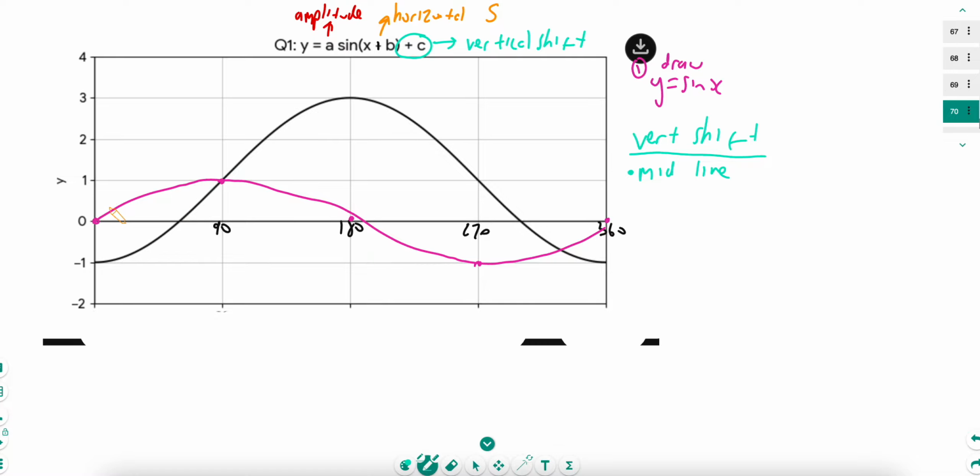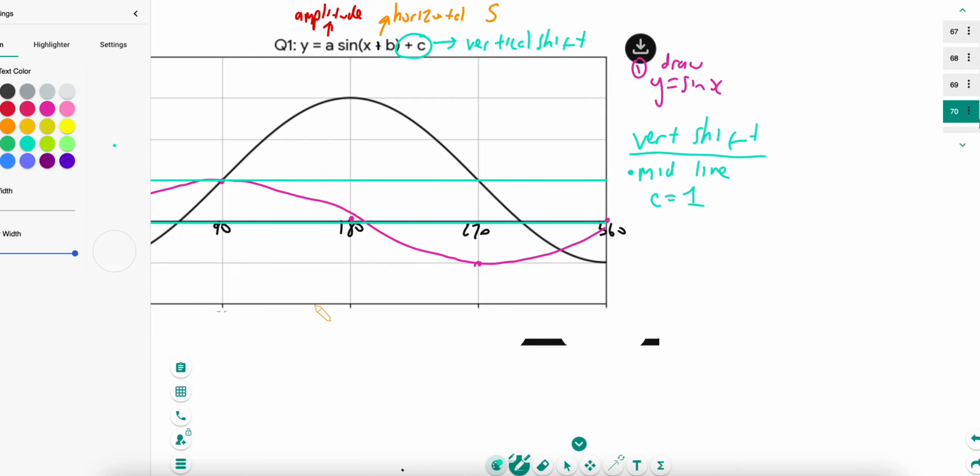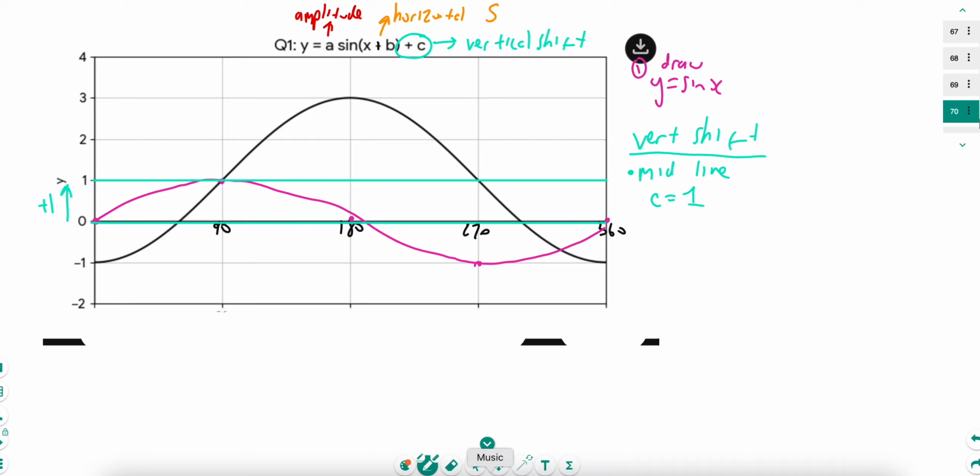So we start with our regular sine graph. If the highest point's at 1 and the lowest point's at -1, the midline is here. And then for our new graph, if the lowest point's -1 and the highest point's 3, the middle of -1 and 3 would be 1. So our midline's here. And we're going to look for a change in the midline. Well, the midline was at 0. Our new midline's at 1. It's gone up by 1. So the c value is +1.